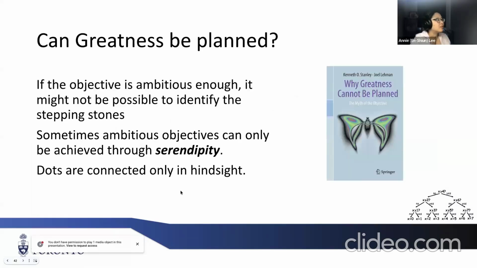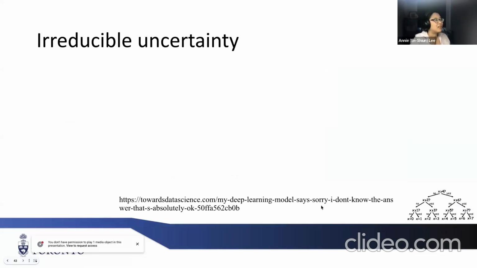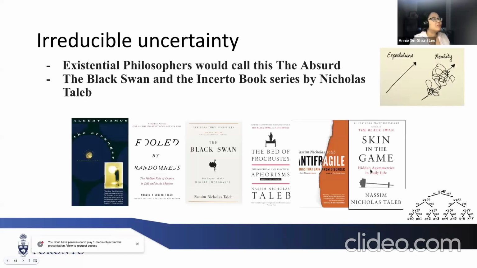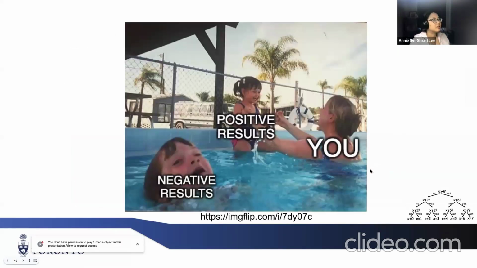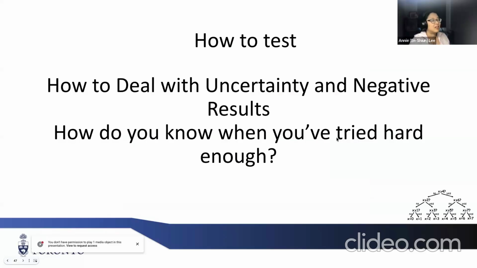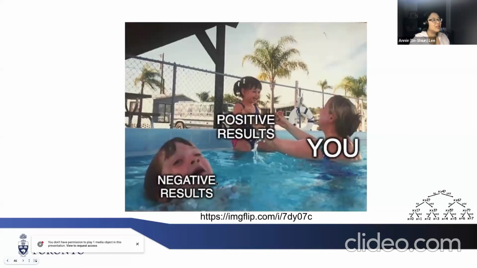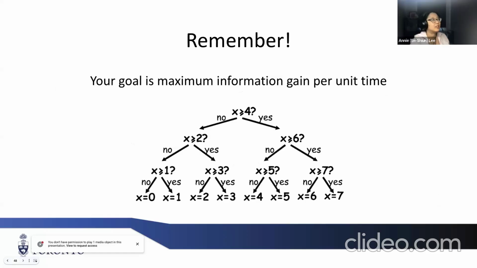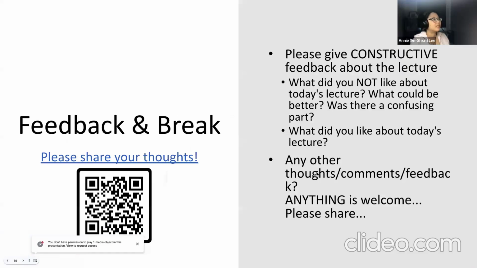So, can greatness be planned? And uncertainty. A PhD is hard because it's really hard to deal with uncertainty. So here's you, and here are positive results, which everyone loves. But negative results are actually very important. So how do you deal with uncertainty and negative results, and how do you know you've tried hard enough? Remember this information theory. And even when things don't work, it is still an important finding for your community.